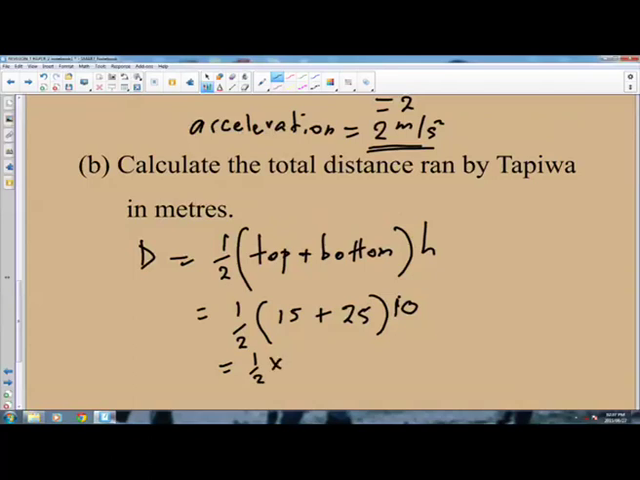times 15 plus 25. This is just 25 plus 15. 5 plus 5 is 0, carry 1, 3, 4. So this simply means 25 plus 15 is 40. So it's half times 40 times the 10. And then 2 into 4, 2. 2 into 0, 0.